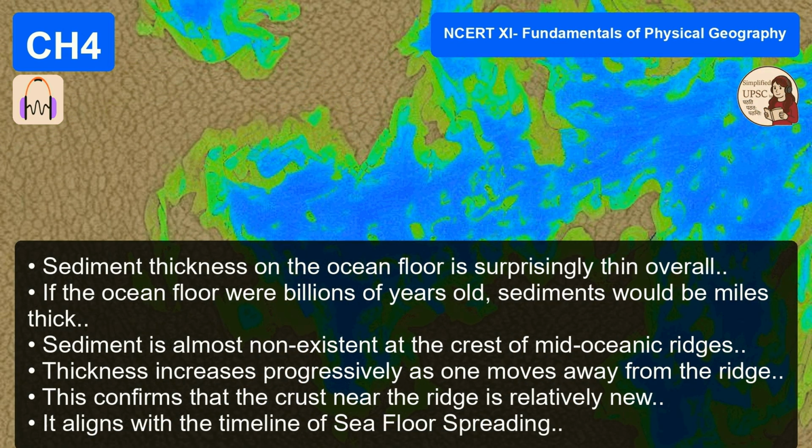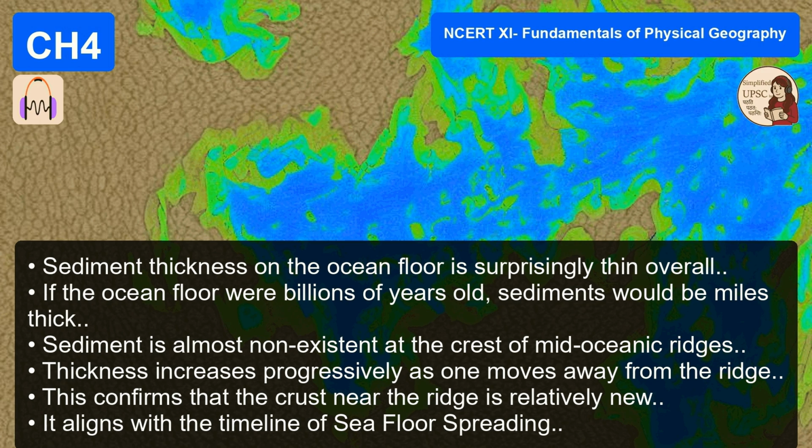Wow. Now, Hess didn't just guess this. He had hard data, right? Let's list the evidence for spreading, because this is exactly what you need to write in your exam answers. Right. Let's break it down point by point. Point 1 is the most obvious. The volcanic activity. It's incredibly common all along the mid-oceanic ridges. It proves the crust is thin and is rupturing there.